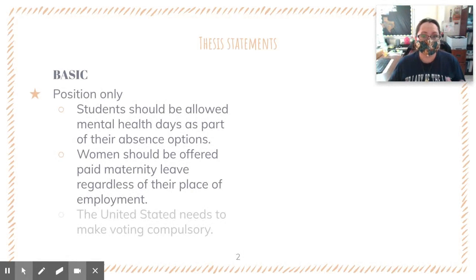And then a third possible thesis statement I've come across is the United States needs to make voting compulsory, meaning it is a must. It is required. Everyone who's of age must do it. You can't opt out of it. It will be a law that you have to vote in any election. Again, that's arguable. There's controversy there. We would have some people going up against you.